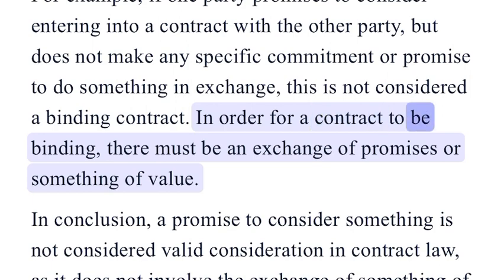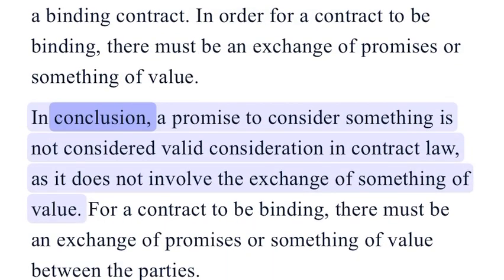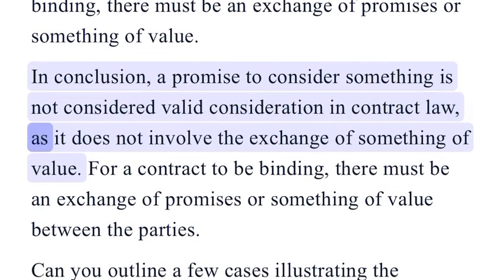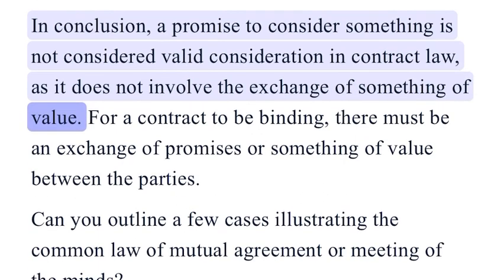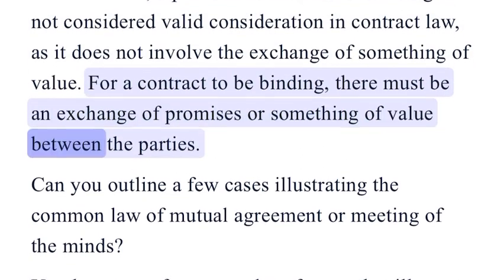In order for a contract to be binding, there must be an exchange of promises or something of value. In conclusion, a promise to consider something is not considered valid consideration in contract law, as it does not involve the exchange of something of value. For a contract to be binding, there must be an exchange of promises or something of value between the parties.